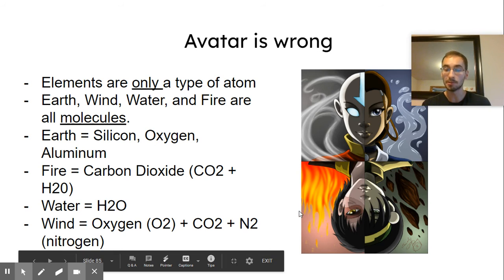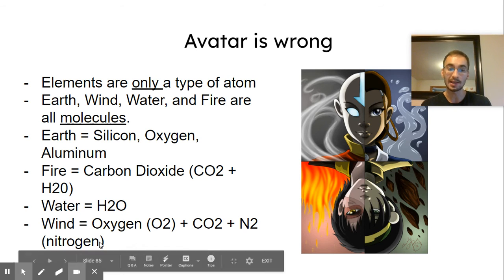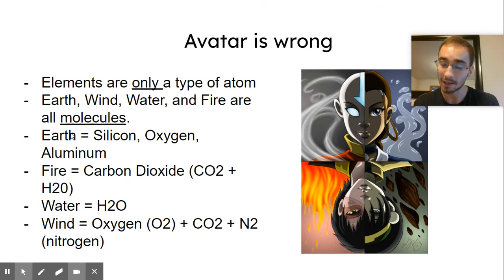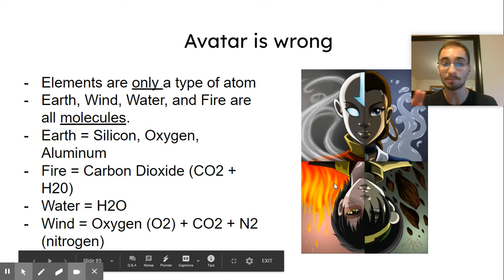Fire is CO2, water is H2O, and then air or wind is oxygen, O2, oxygen gas, nitrogen gas, N2, and then CO2 or carbon dioxide. So these were all a combination. They're not elements themselves, it's just a combination of elements, otherwise known as molecules. It's just that molecules doesn't sound very cool. Element sounds a lot cooler, so that's why they call them elements. But elements are only one type of atom.